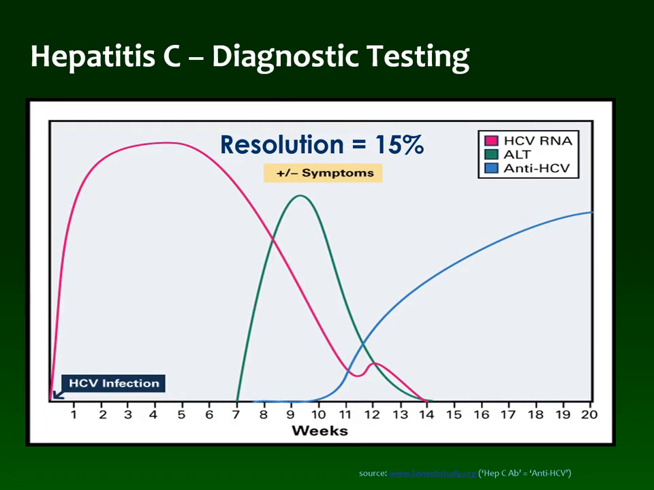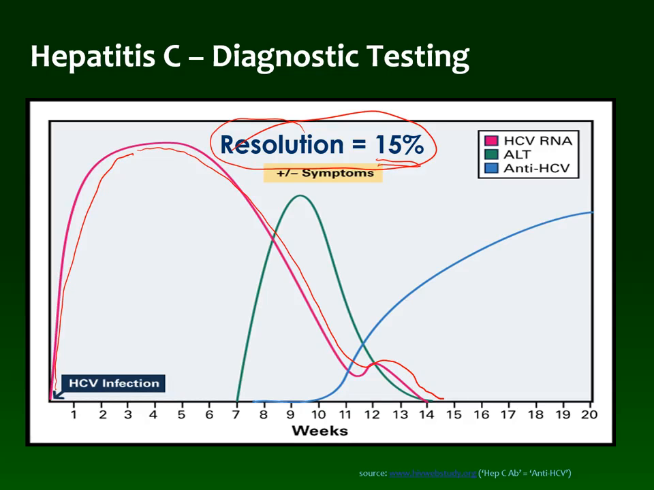Now, for the minority of patients who happen to resolve the infection, 15% of the time, this is what happens in terms of the serology. The first marker that you will see is your HCV RNA. Once you're infected, the HCV RNA increases. And since these patients resolve the hepatitis C, the HCV RNA becomes negative over time because the immune system is successful in clearing the virus.